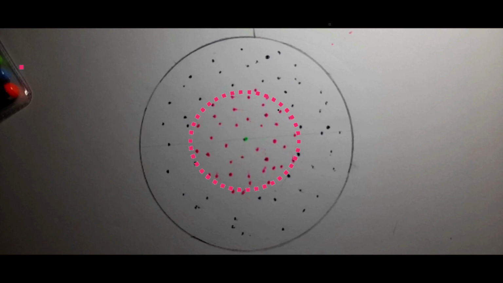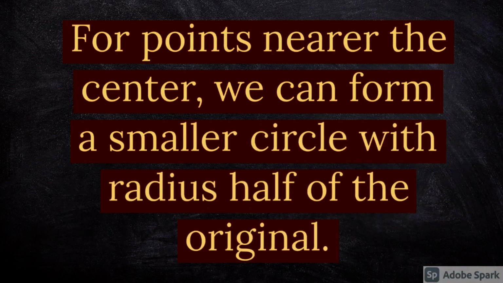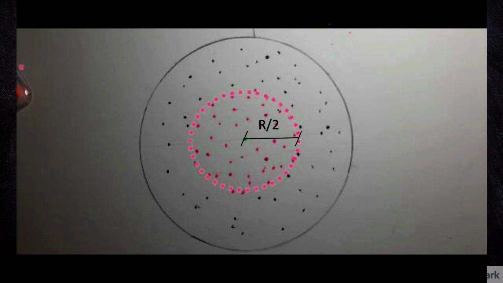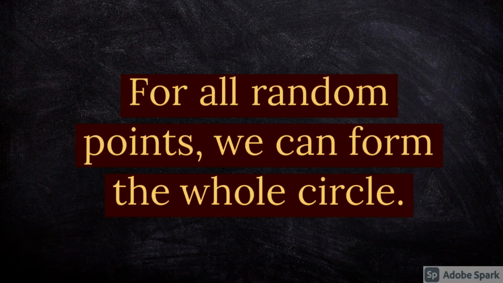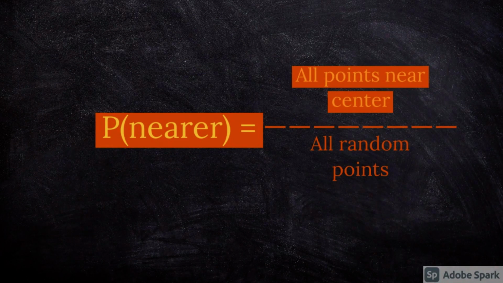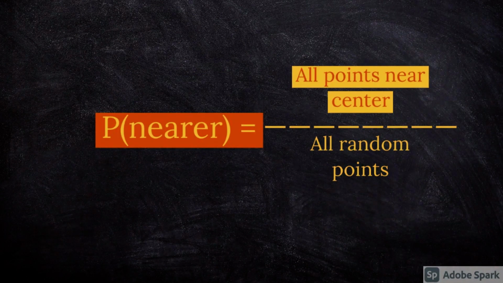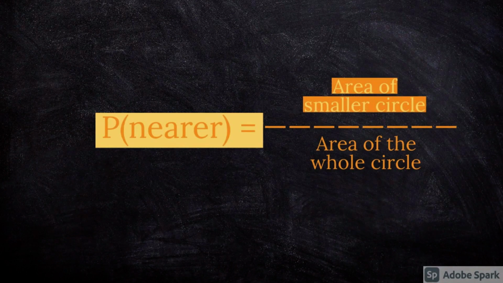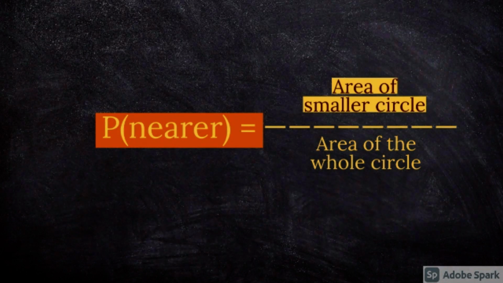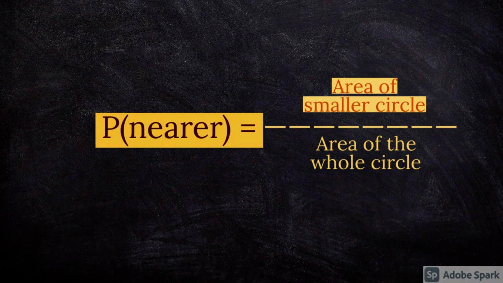So for points nearer the center, we can form a smaller circle with radius half of the original. For all random points, we can form the whole circle. So the probability of being nearer to the center is equal to all points near the center divided by all random points. In other words, the probability of a point being near the center is equal to the area of the smaller circle divided by the area of the whole circle.